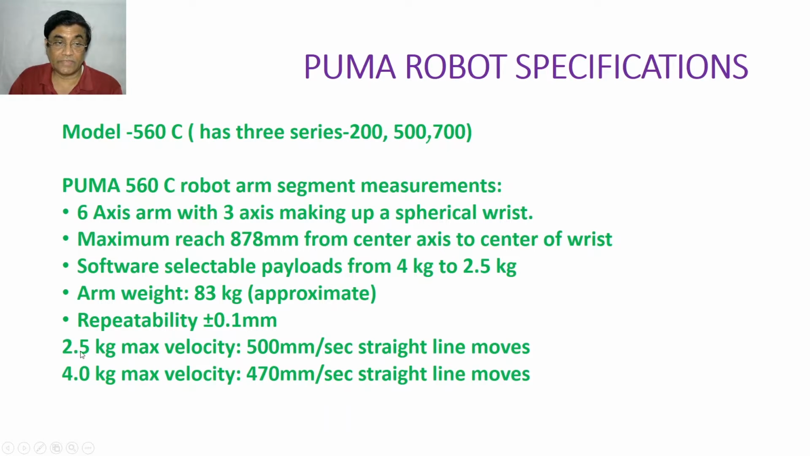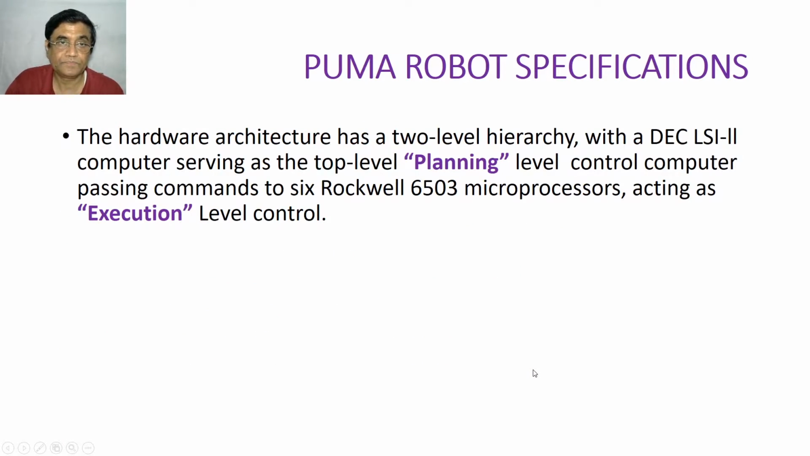So that's why you see for 2.5 kg, the maximum velocity is limited to 500 millimeter per second, and that too for straight line move, okay? Because mass having velocity has some momentum, right? So that has to be limited to get accurate trajectory following of the robot. And if the mass is more, then it should move with less velocity. So these are the specifications.